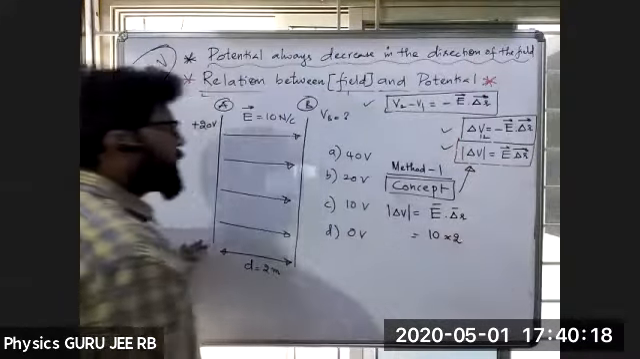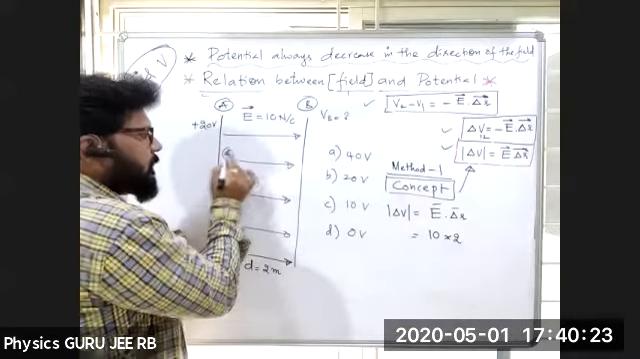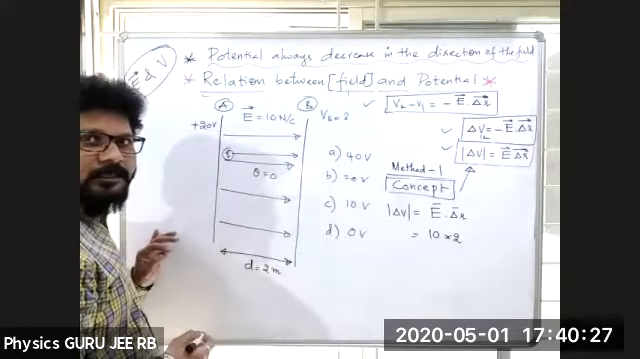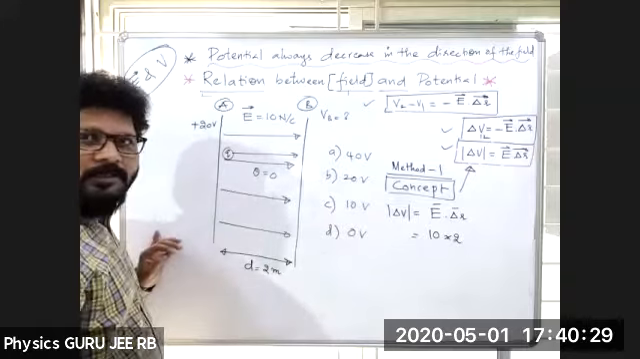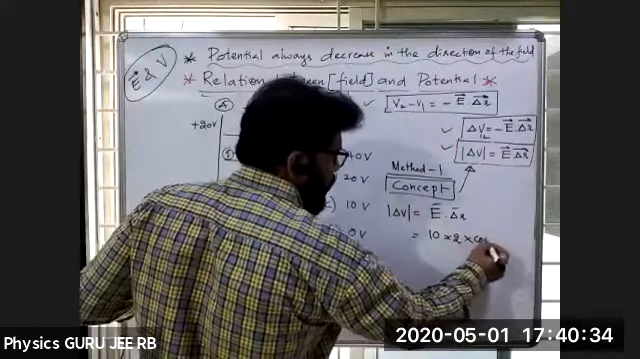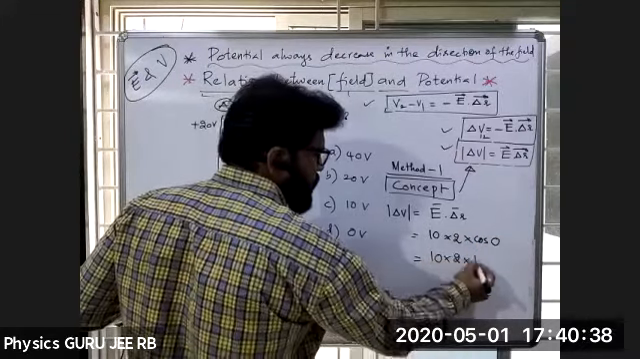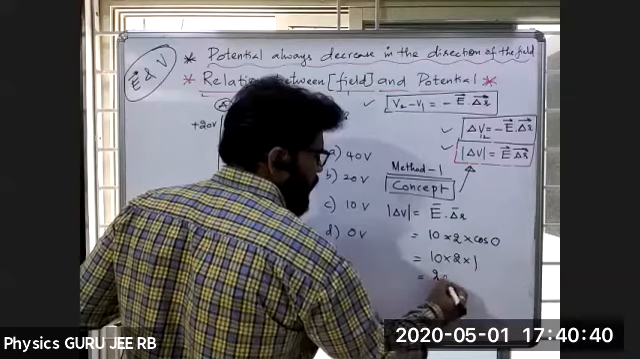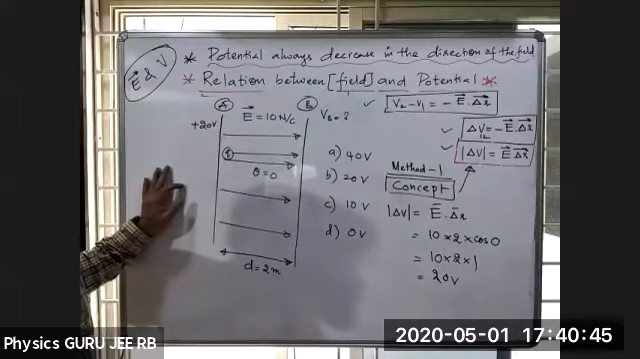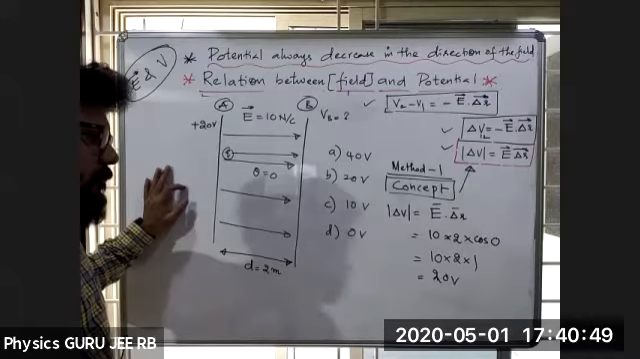If I want to take the charge, I'll be taking the charge from A to B. That means I'll be taking the charge in this direction. Theta is equal to what? 0 degrees. So theta is 0 degrees. That means it is cos 0, so 10 into 2 into cos 0, which is 1, is nothing but 20 volts. Is it clear? How much is it? 20 volts.